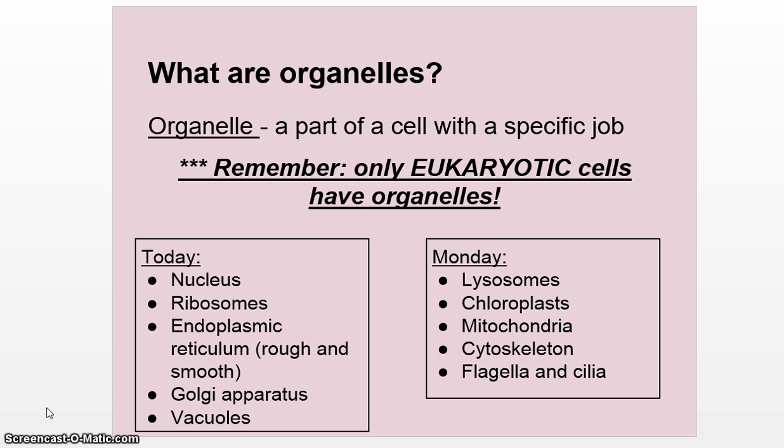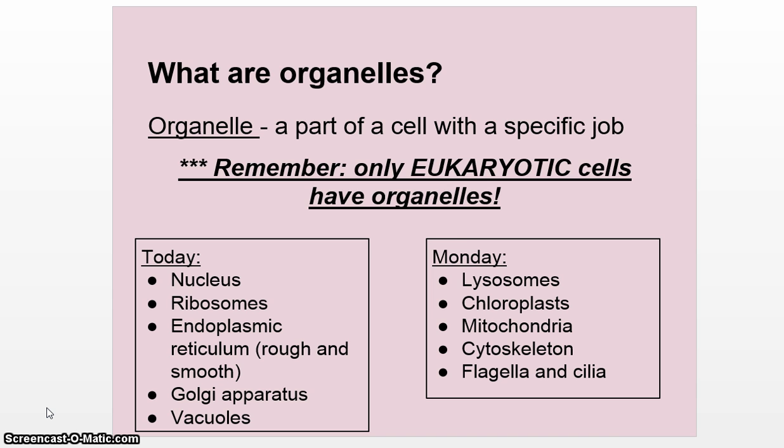Remember that only eukaryotic cells have organelles. Your eukaryotic cells are your plants, animals, fungi, and protozoans. So you have eukaryotic cells. A bacteria does not. All of the stuff we are talking about today applies to you and to plants and fungi and your protozoans, but it does not apply to prokaryotic cells or bacteria.